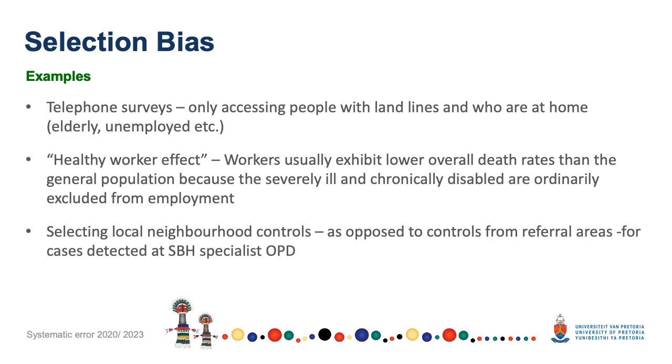And the last one is a very serious pitfall. You may recruit your patients from a referral hospital, and they may come from all over the country, and then you go and choose your controls from the neighborhood of that hospital or from the accident and emergency department, and the controls therefore only come from one part of the country, and they may not be comparable to the cases. So this again can give rise to selection bias.